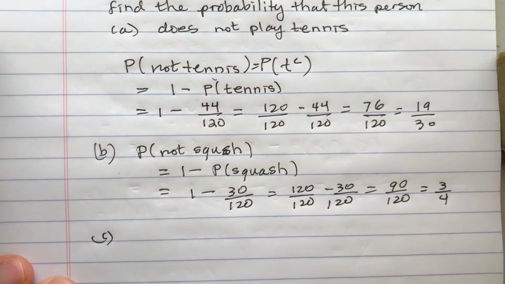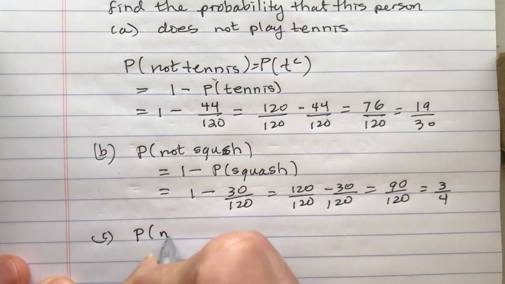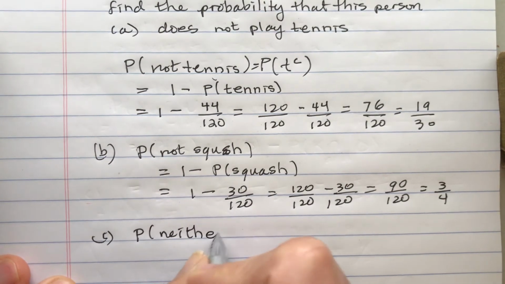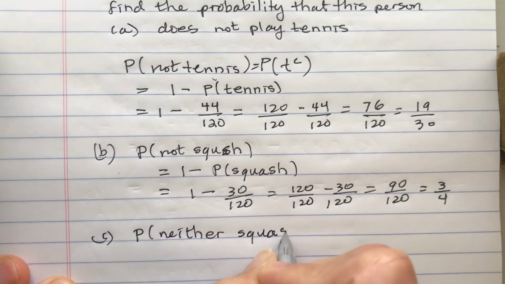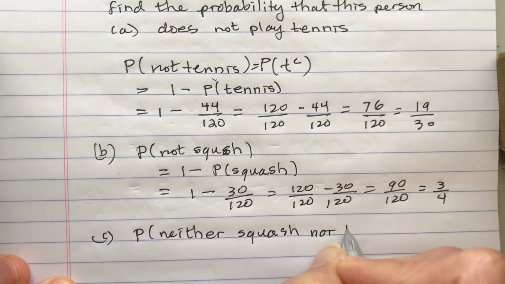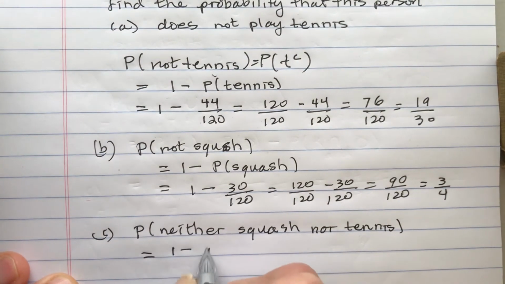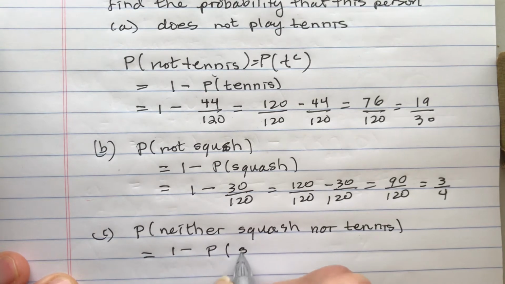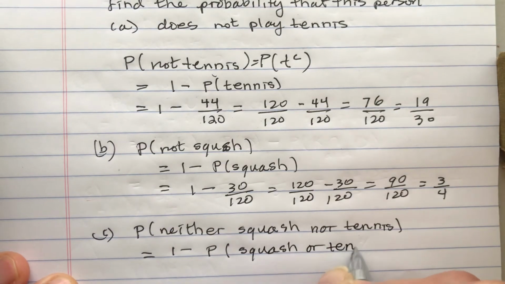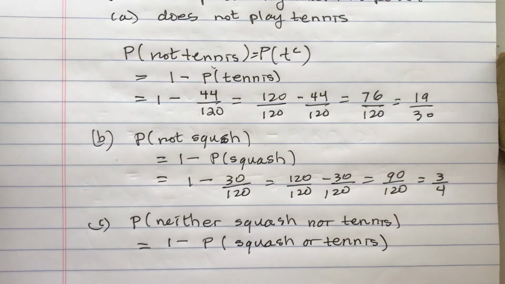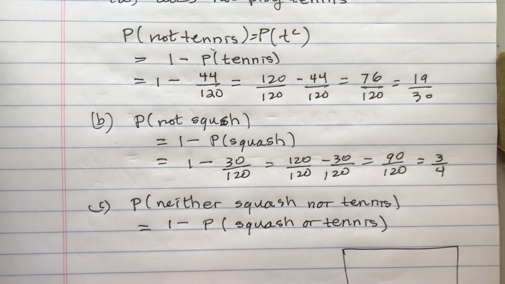And then (c) is play neither squash nor tennis. Okay, the thing is, that's tricky, but this is the probability, 1 minus the probability of squash or tennis. All right, so that's a little bit hard to understand unless I draw a picture. Even then, it's not so great.